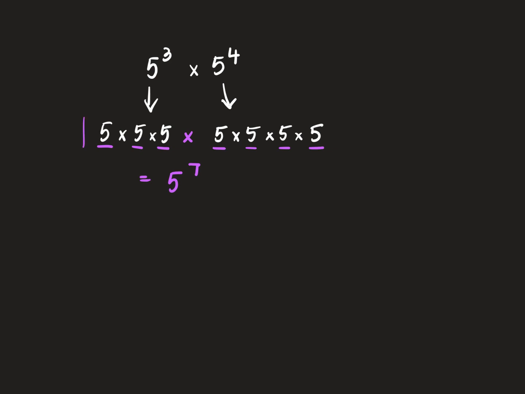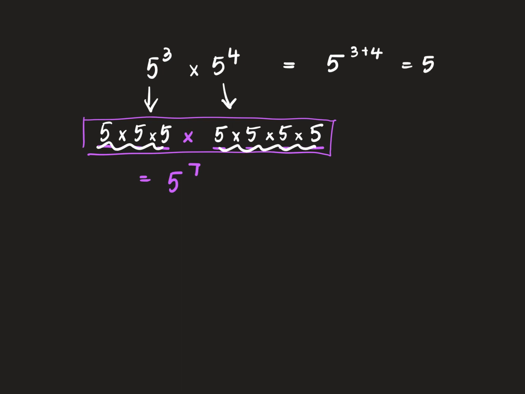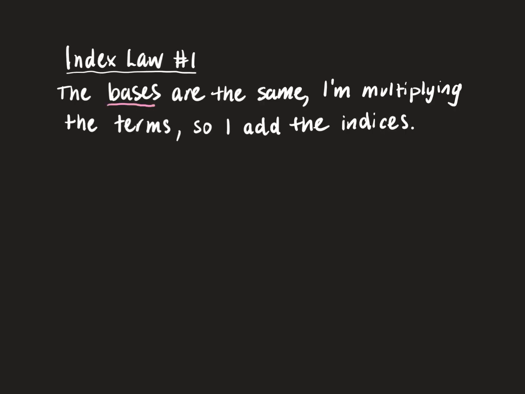Now, did I need to write it out like that to get that answer? No, I didn't. 5 to the power of 3 times 5 to the power of 4 is equal to 5 to the power of 3 plus 4. See these 3 here and these 4 here, which is equal to 5 to the power of 7. What we just did then was index law number 1. Have a look at it. The bases are the same. I'm multiplying the terms, so I add the indices.